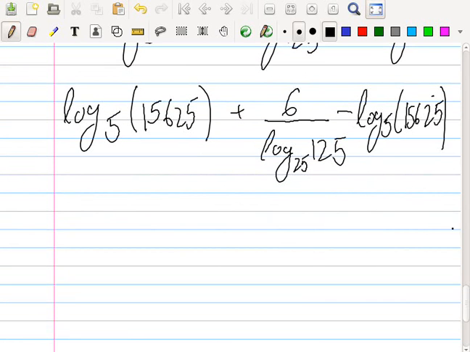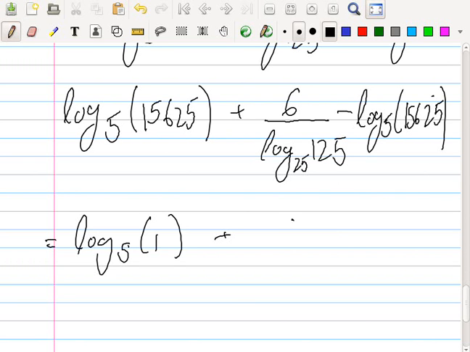Now what's great here, you can think about it two ways. This is the same as this, so you can cancel them. Or if I wanted to use rules of logs, when I subtract, what do I do? Divide. So what's 15625 divided by 15625? 1. And what's log 1? 0. But that's the same as if I cancelled them, so it didn't really matter.